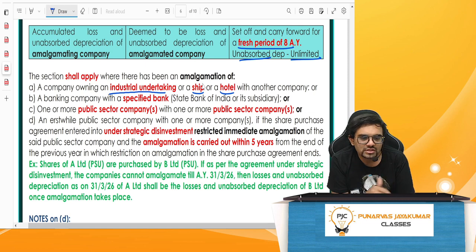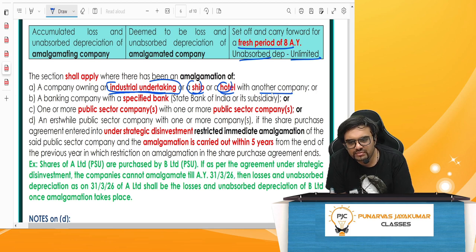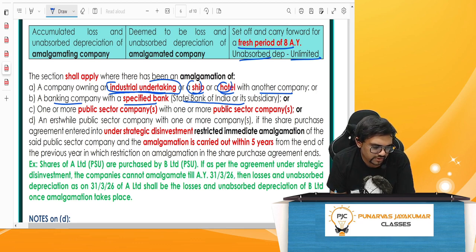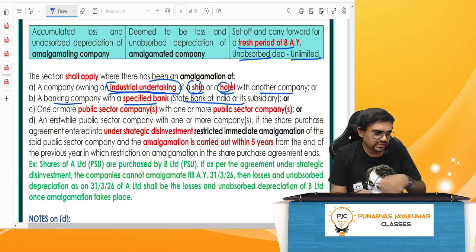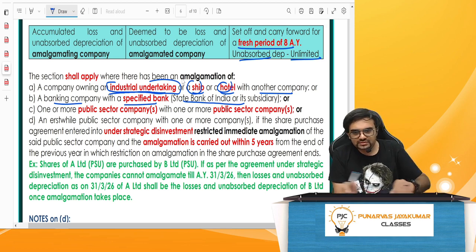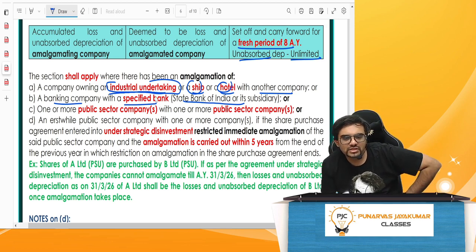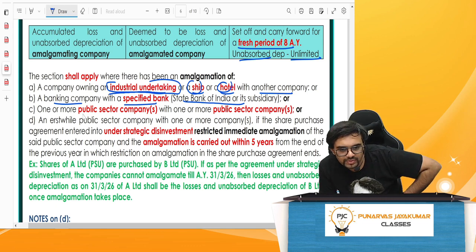So it's like that. A company owning an industrial undertaking or a ship or a hotel amalgamating with another company, or a banking company with a specified bank, SBI or its subsidiary. If you remember, all the banking companies came under this. A banking company merged with one more specified bank. If you remember, Allahabad Bank, Bank of Baroda, your Syndicate Bank merged with Canara Bank. All these things came under this. One or more PSUs with one or more other PSUs.